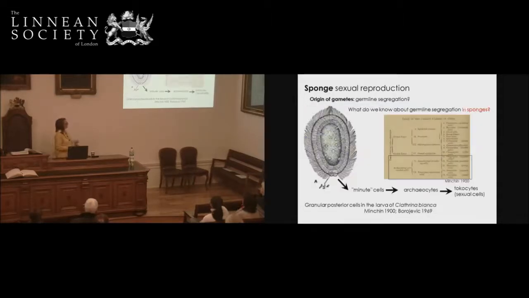So the first person that started to talk about this problem was Minchin in 1900. So he thought that in this larva of Clathrina blanca, the cells in the bottom, in the posterior pole of the larva, that are undifferentiated blastomeres will become something called minute cells, then archeocytes, and then oocytes. But this was just a suggestion. He could never follow the entire process because that means following the same sponge from the larva to the adult. That would mean 2 or 3 years, something like that. You cannot have a sponge for 2 years in a tank, unfortunately.